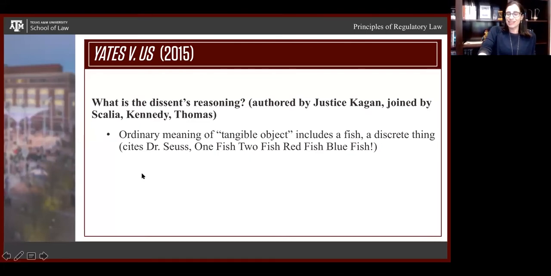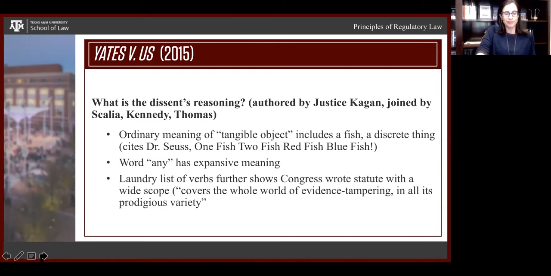And for this, they cite Dr. Seuss, one fish, two fish, red fish, blue fish. They also note that Congress wrote any tangible object and that any has expansive meaning. And they point out that this laundry list of verbs that Congress included further shows Congress wrote a statute with a wide scope, and that this should cover the whole world of evidence tampering in all its prodigious variety.